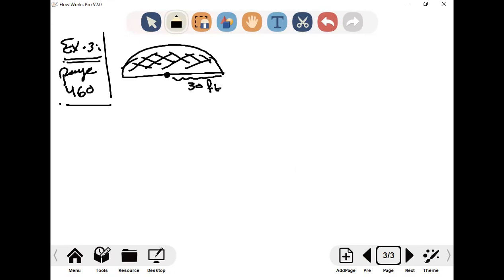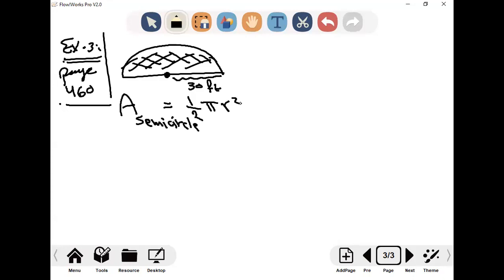Now, what is the area of this semicircle? To find the area of half of the circle, we find the area of the circle, then we divide by 2. Right? So, the area of the semicircle equals half multiplied by the area of the circle. What's the area of the circle? Pi r to the power of 2, right?